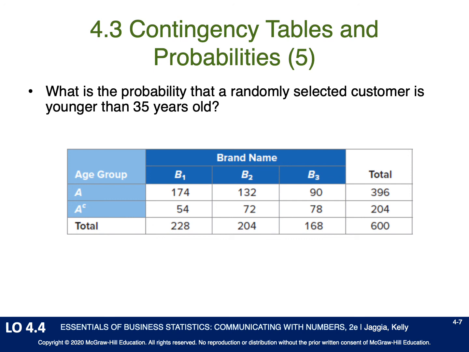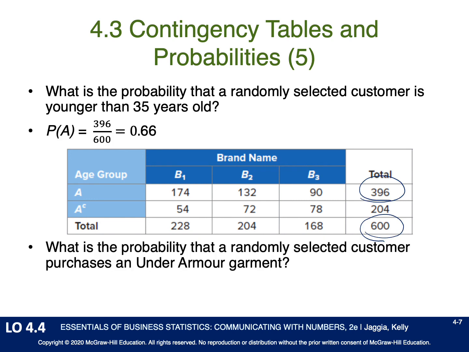And so that would be 396 divided by my 600, my total, which it tells me is 66%. So 66% of consumers were under the age of 35.